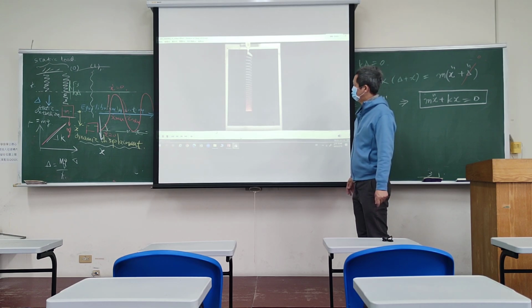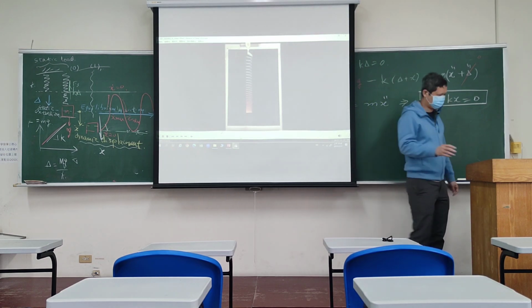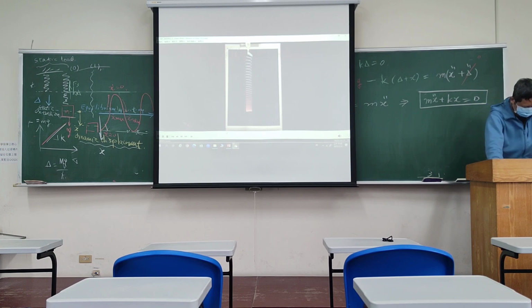Okay, this is equilibrium position. But now, rather than waiting for it to be extended, then I do the static one. I let go, and it overshoots. So you can see that the equilibrium position is somewhere at the middle here. It's oscillating.